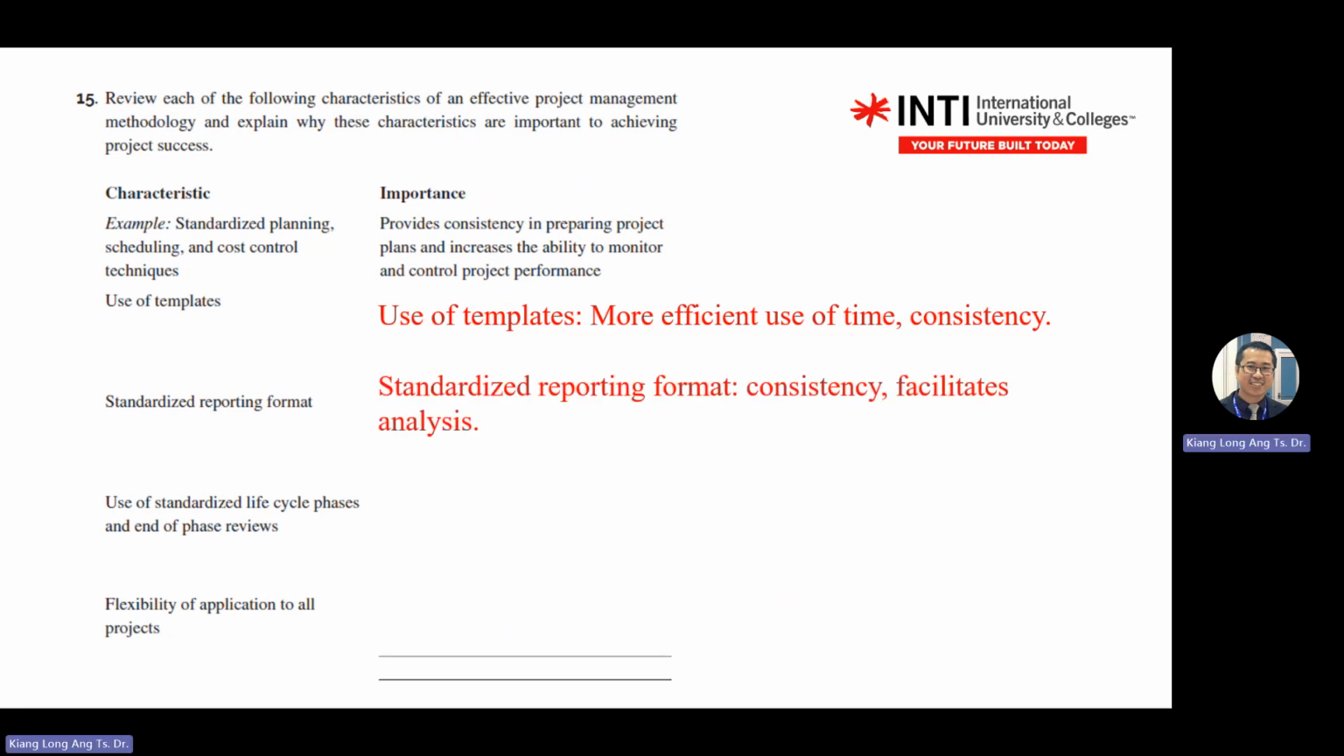For reports, you use the word standardization. A standardized format is for consistency again, and you facilitate analysis. When you have a standardized reporting format, it enables you to extract data, copy and paste, and put it into Excel, put in the formula and do analysis. Okay. So don't confuse the word template with reporting format. It's two different things.